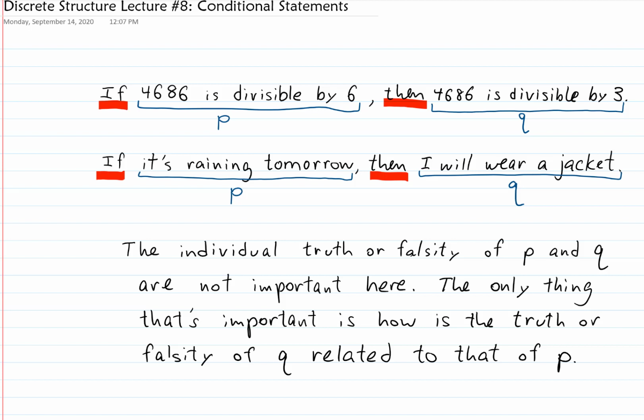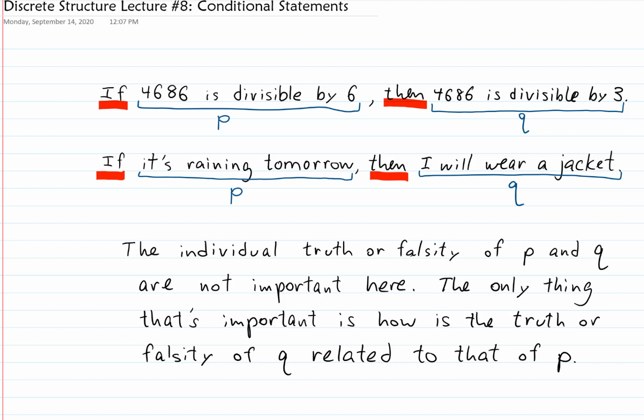Okay, if 4686 is divisible by 6, then 4686 is divisible by 3. What would make that false? You know what would make that false is if 4686 is divisible by 6, but it is not divisible by 3, then that statement would be false. Okay, so therefore, if the statement's true, and P is true, then Q would also have to be true. Or another way of saying that is, if P is true, then in order for the whole statement to be true, we would also have to have Q be true.